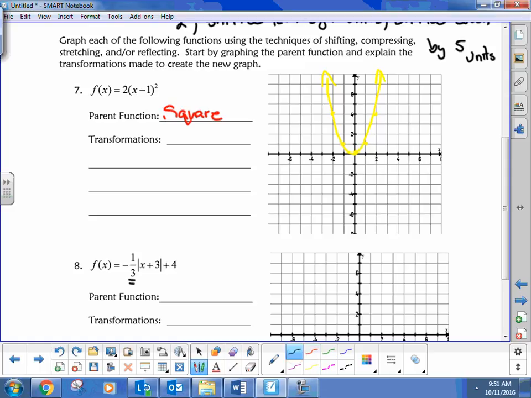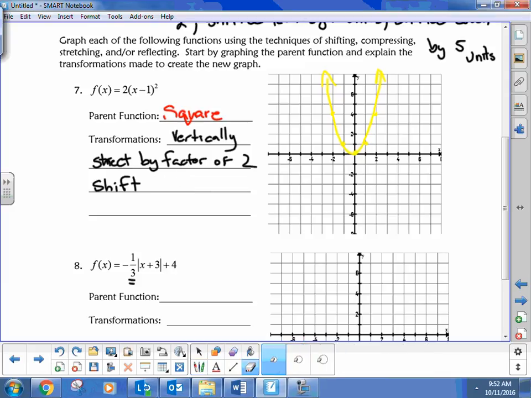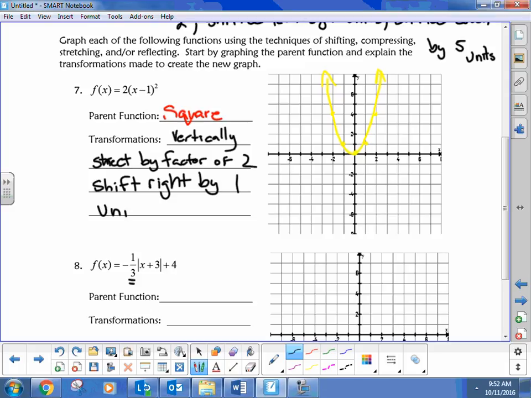Couple transformations. We're going to vertically stretch by a factor of 2. And we're going to shift to the left one. Actually, not to the left, to the right. Remember, it's important that it's always opposite what you see. So we're going to shift to the right by 1 unit.